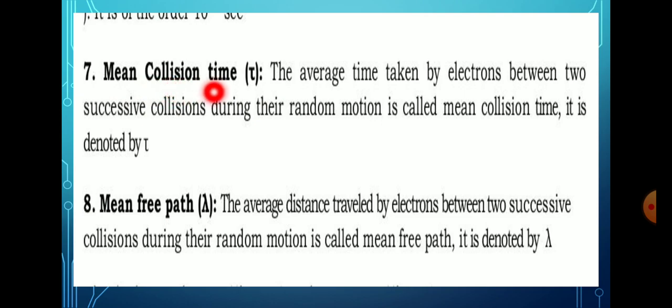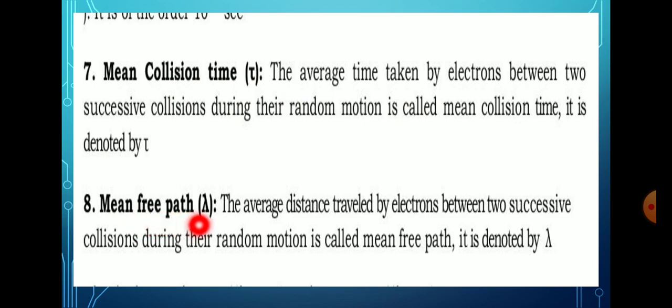Then mean collision time. Here collision means a collision between two electrons. The mean collision time, tau, is the average time taken by electrons between two successive collisions during their random motion. When the electrons move in random motion, they collide with each other, and the average time between successive collisions is called the mean collision time, denoted by tau.